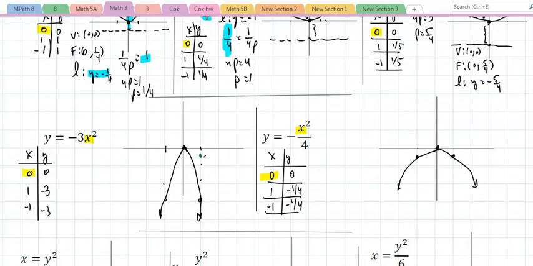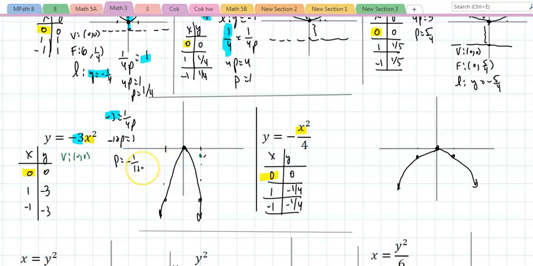How about this problem? The vertex is at 0, 0. That we get here. And how am I going to figure out where the focus is? I need to take the leading coefficient, whatever that is, and set that equal to 1 over 4p. Doesn't that mean negative 12p equal 1, and p equals negative 1 over 12?